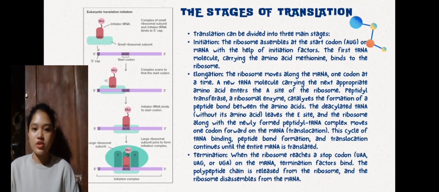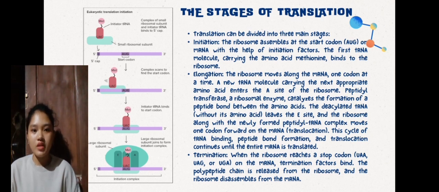Next is the elongation. The ribosome moves along the mRNA one codon at a time. A new tRNA molecule carrying the next appropriate amino acid enters the A site of the ribosome. Peptidyltransferase, a ribosomal enzyme, catalyzes the formation of a peptide bond between the amino acids. The deacylated tRNA without its amino acid leaves the E site, and the ribosome along with the newly formed peptide-tRNA complex moves one codon forward on the mRNA, or the translocation. This cycle of tRNA binding, peptide formation, and translocation continues until the entire mRNA is translated.